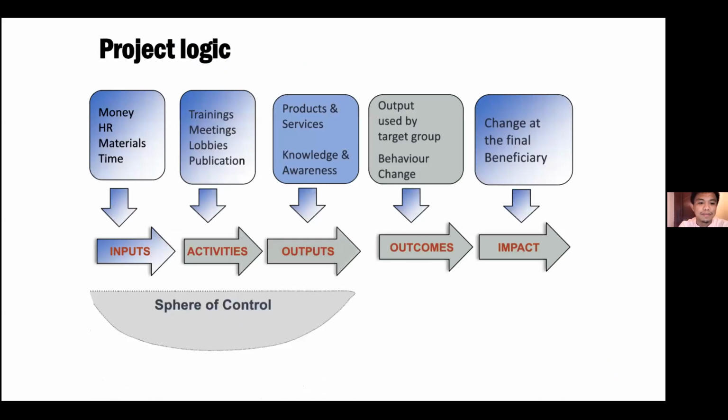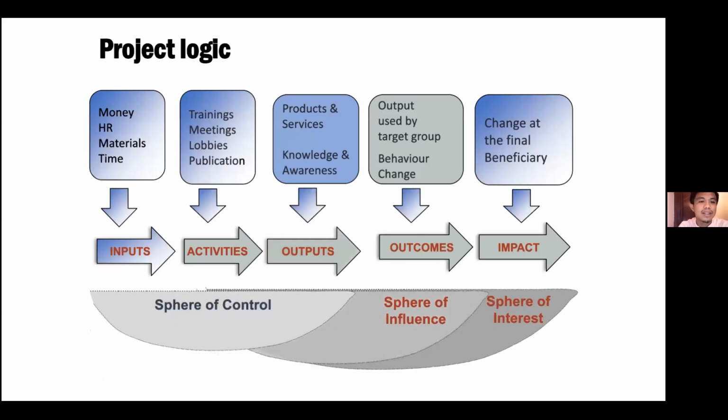So yeah, somewhere on the slides here. We will deal with this a lot in the next session, but I would like to point out that when we do project development, these are the factors we would like to keep in mind whenever we're crafting the hierarchy in the log frame. So for example, under inputs, we refer to the money, the human resources, materials, and time. When we talk about the activities, are these trainings? Are these meetings, lobbies, publications?